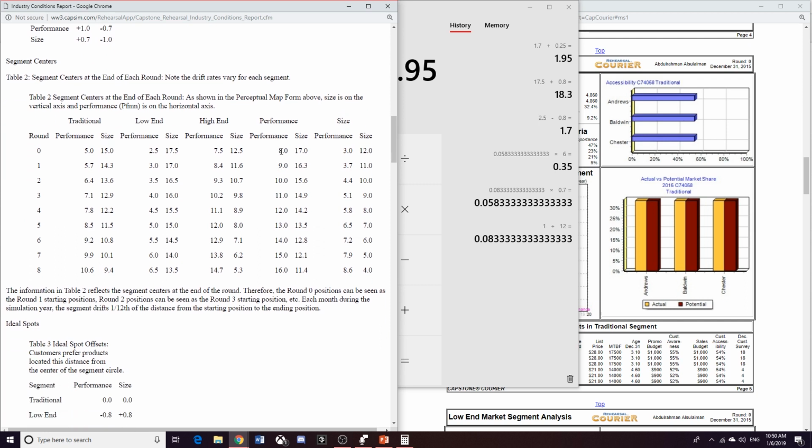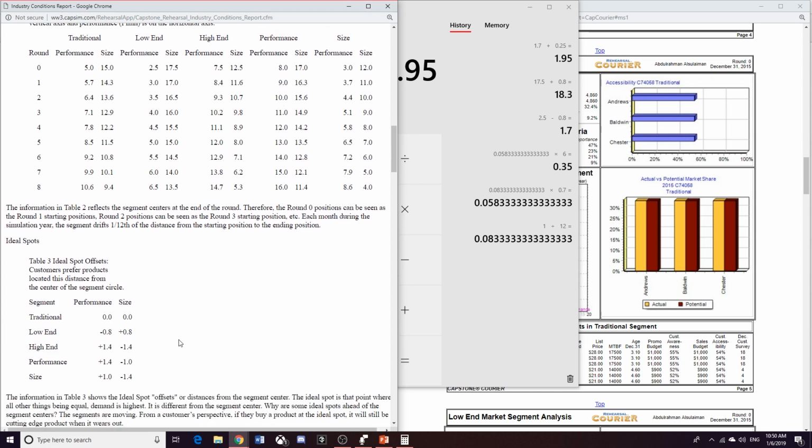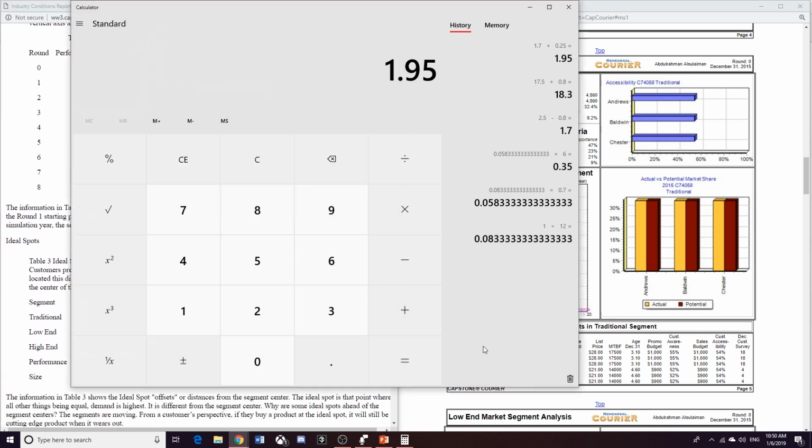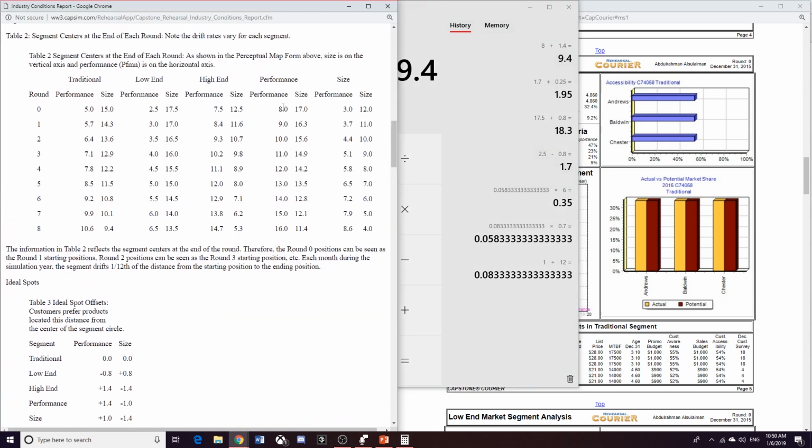But you see here, we want to know what is the performance that customers want in the performance segment in the beginning of round 1. So we say, okay, so that means 8 plus 1.4. So you go here, 8 plus 1.4 equals 9.4. So technically, what customers want for performance in the beginning of the round is 9.4. Perfect? So 9.4, that's what customers want.